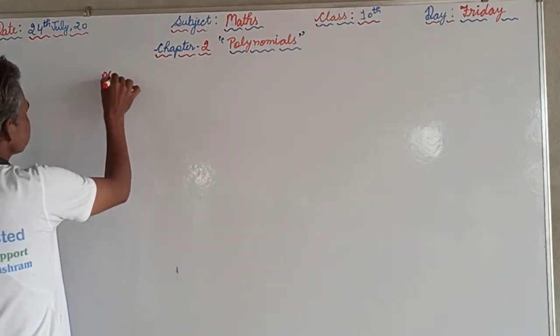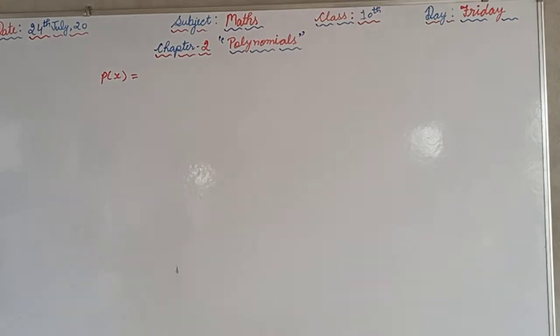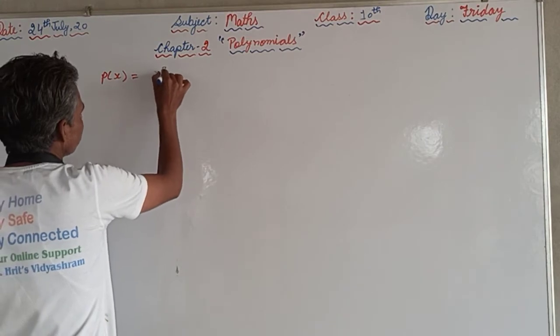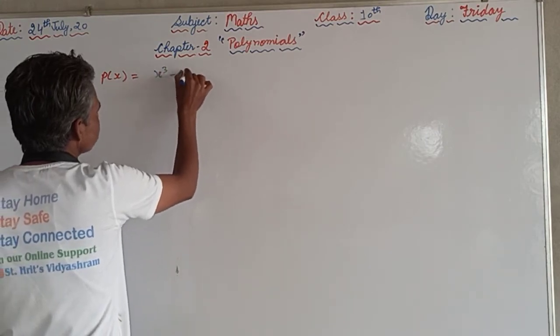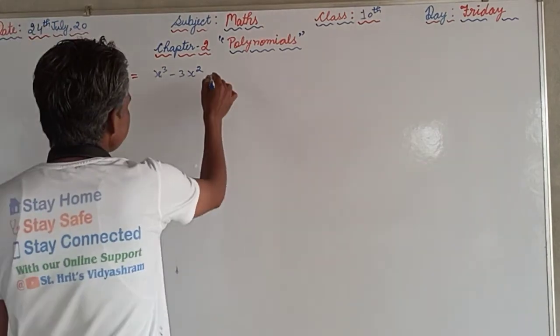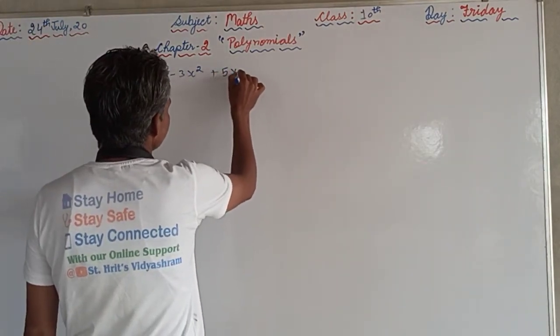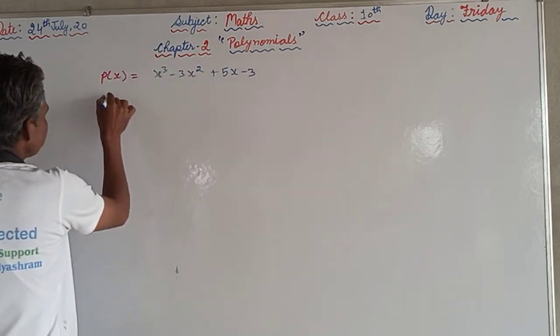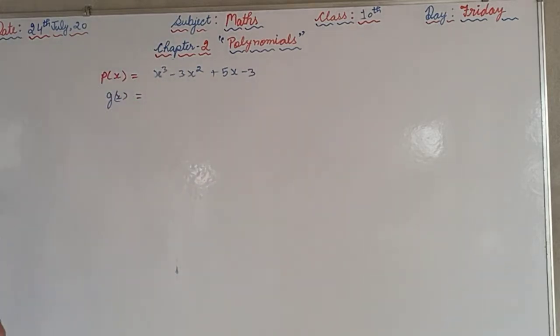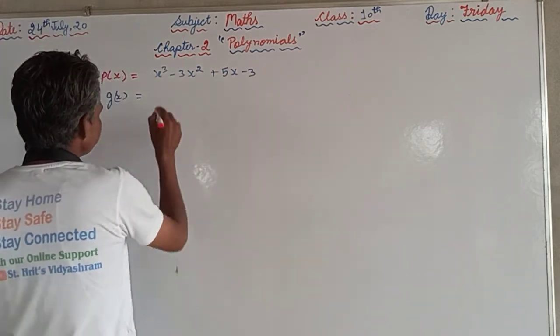One is p(x), and p of x is x cube minus 3x square plus 5x minus 3, and one g of x is given, that is x square minus 2.